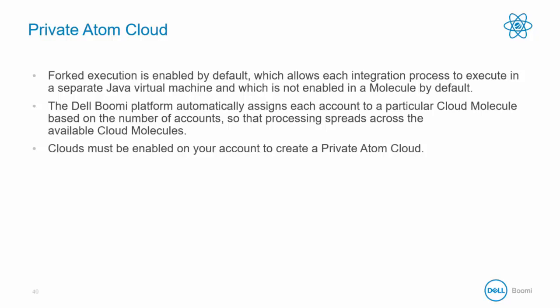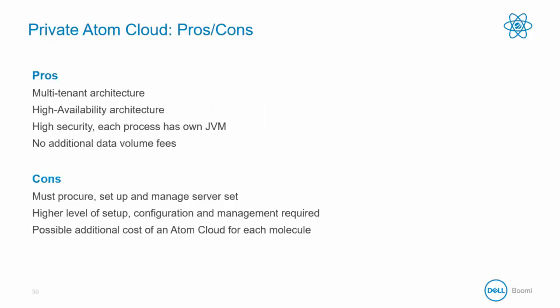Clouds must be enabled on your account to create a private Atom cloud, which means that not everyone has this setup available to them. So let's review some of the pros and cons. Some of the pros are that a multi-tenant architecture supports multiple organizations seamlessly, and the high availability architecture supports failover and load balance. It also has high security as each process has its own JVM. There are no additional data volume fees to consider.